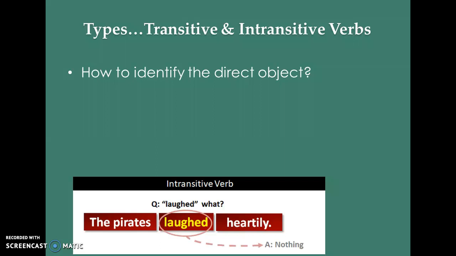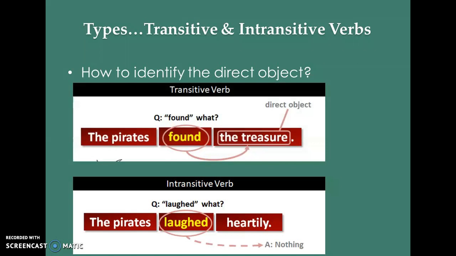Now we must know how to identify the direct object. We can simply identify whether the phrase or the word written after the verb is an object or not by asking the question what after the verb. Look at this first sentence. The pirates found the treasure. Now you can ask the question after found: what did the pirates find? You will simply get the answer, the treasure. So you can understand that the treasure is the direct object. So it means that found is a transitive verb.